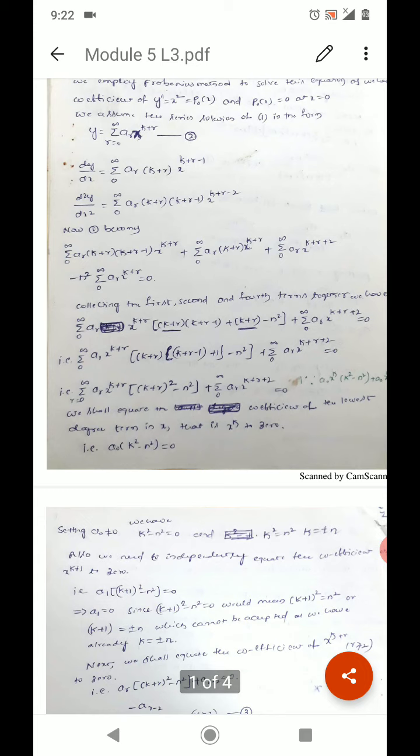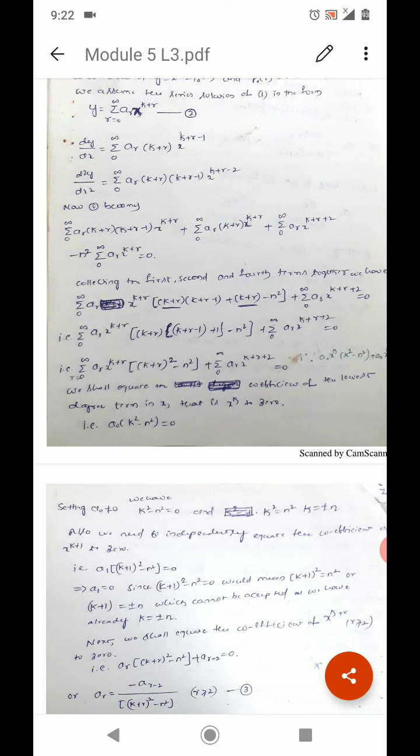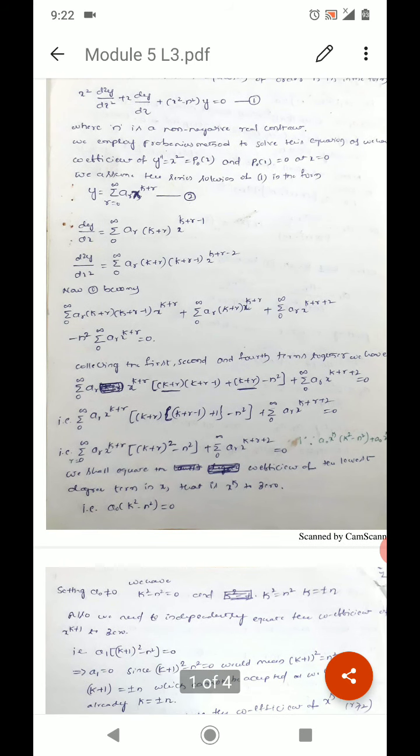Now substitute these results in equation 1. So we get summation ar into k plus r into k plus r minus 1 into x power k plus r, which is the value of x square d square y by dx square, plus summation ar into k plus r into x power k plus r, which is the value of x into dy by dx, plus summation ar into x to the power k plus r plus 2, that is the value of x square into y, minus n square into summation ar into x power k plus r, which is equal to 0, that is the value of minus n square y.